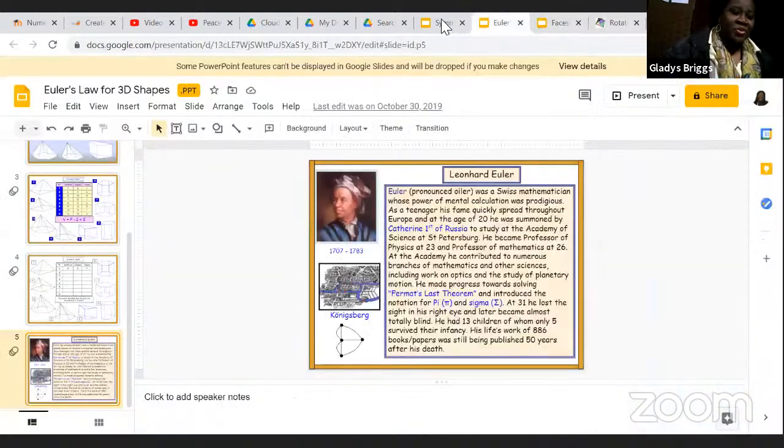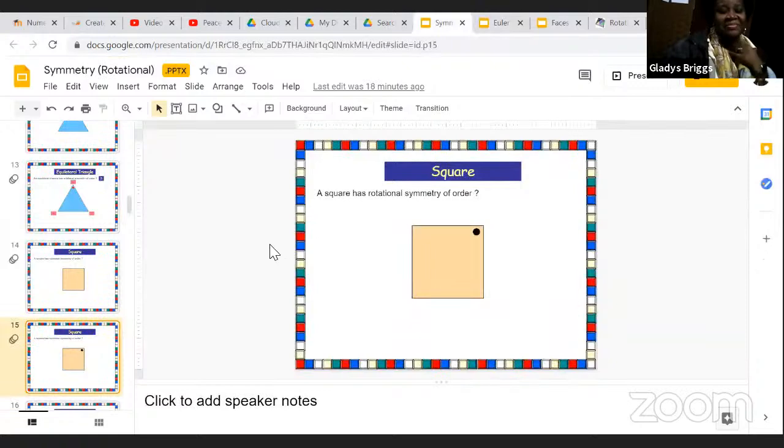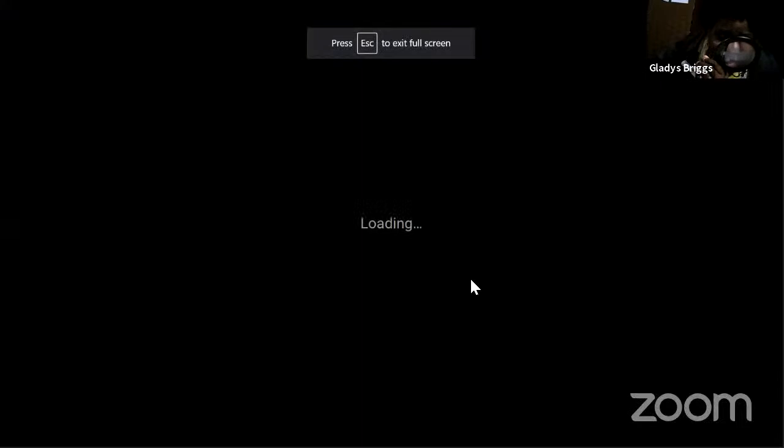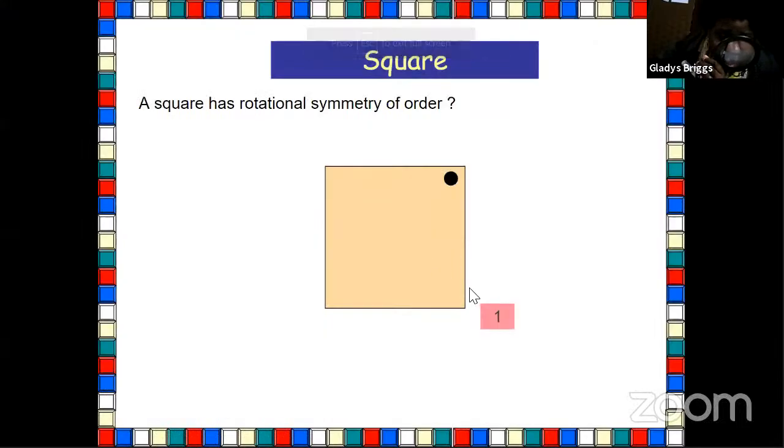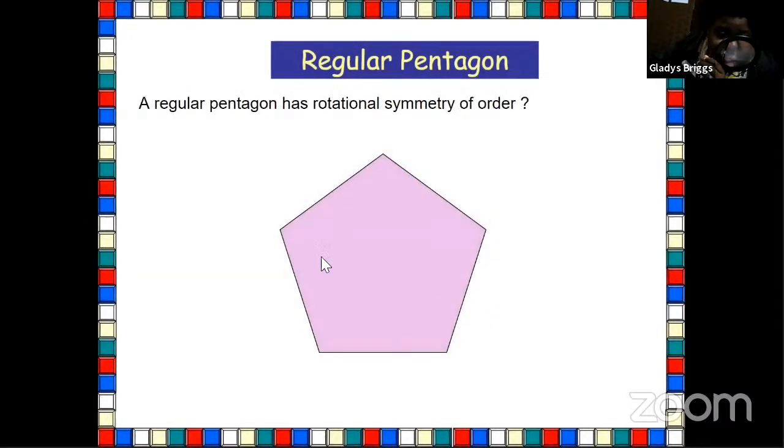So let's go back to the one that we were experimenting with, and let's see whether we can get it right. Then we can go for a break, and after the break we can continue. So that was 4 times on this one. So how many times do you think this one will happen? It's a regular pentagon.